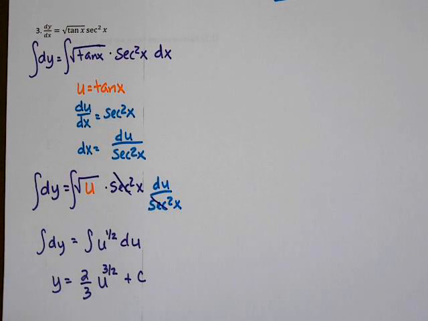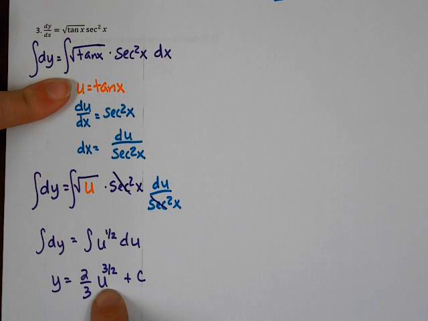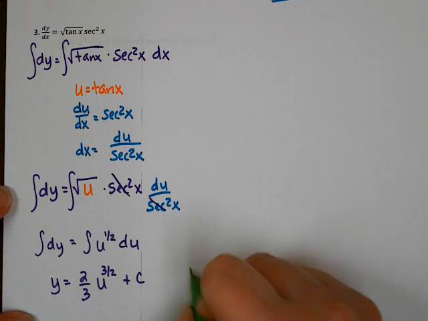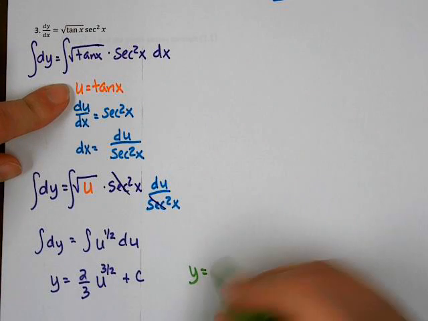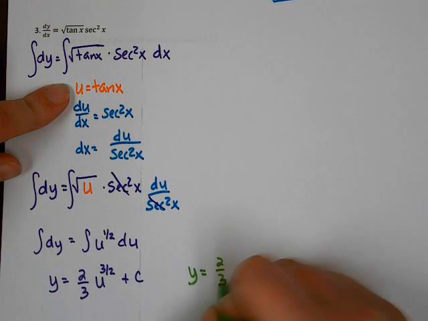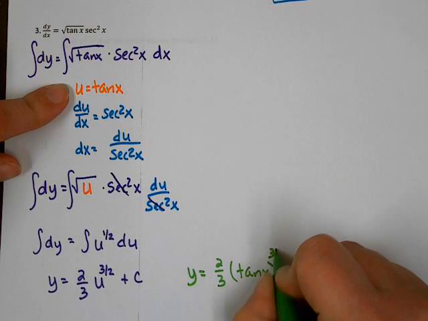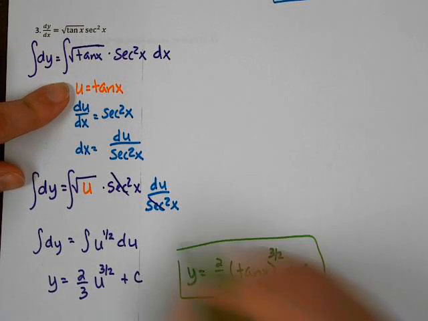Now the last step of doing this is we have to make sure that we get our answer back in terms of what the original one was. So we can't have the u in our answer here, which means the final step is going to be changing that u back to tangent of x. So it's going to be y equals 2/3 tangent of x raised to the 3/2 and then plus c. That is going to be our final answer right there.